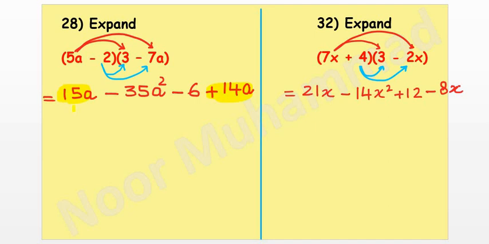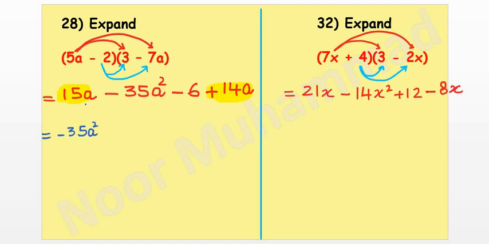So better rearrange these terms and then solve them. And what is the best way to rearrange them? It's to arrange them in descending order. Now what is the meaning of descending order? It means the variable that has the highest power, write it in the beginning. So right now, negative 35a squared has the highest power.